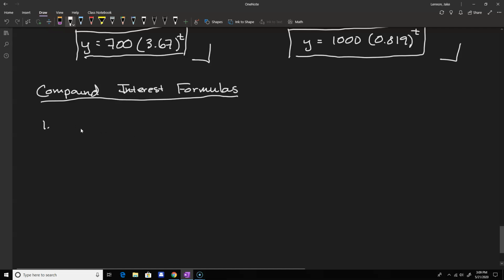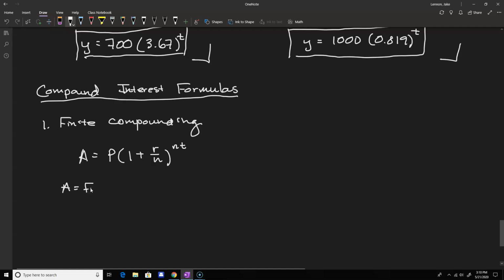The first one we'll look at is finite compounding. The formula is A is equal to P times the quantity 1 plus r over n raised to the n times t. We've got a lot of different letters here, so let's explain what each one is. A is the future value, or you could think of it as the accrued amount. P is your initial investment, sometimes known as the principal.